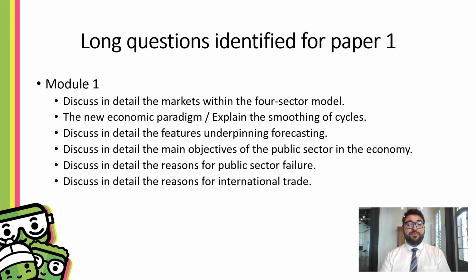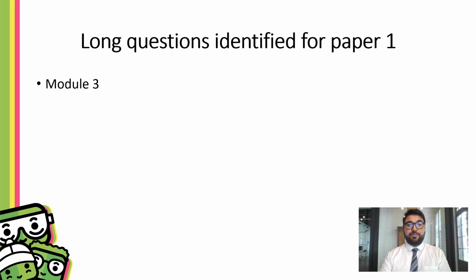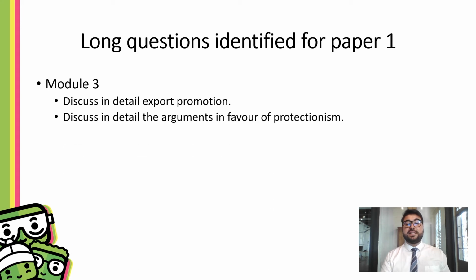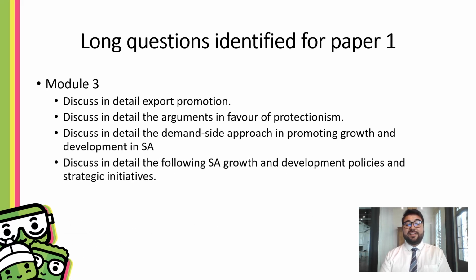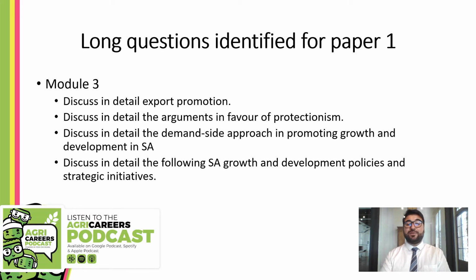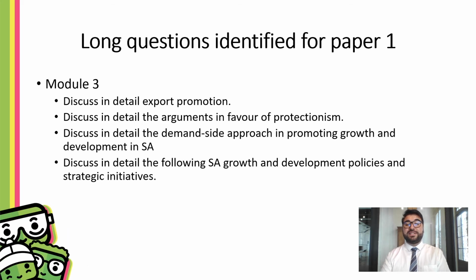And then in chapter 4, you're going to have discuss in detail the reasons for international trade, and then with module 3, you're going to have discuss in detail export promotion, and then discuss in detail the arguments in favor of protectionism. Then you'll discuss in detail the demand side approach in promoting growth and development in South Africa. The following one, discuss in detail the following South African growth and development policy and strategic initiatives.